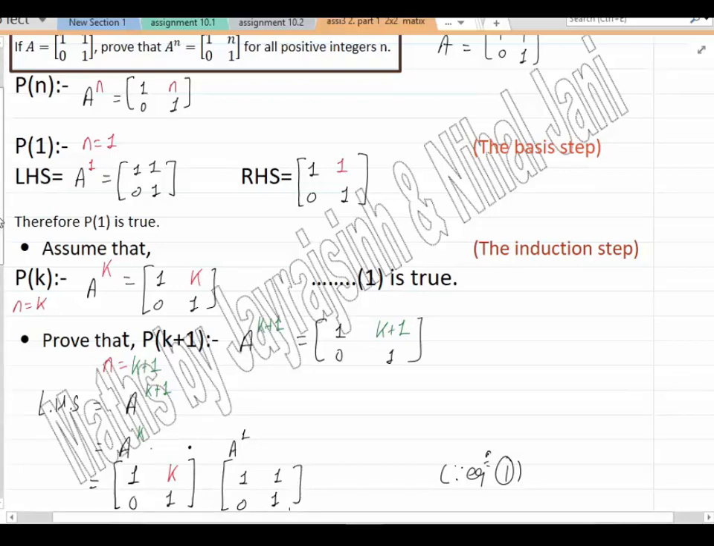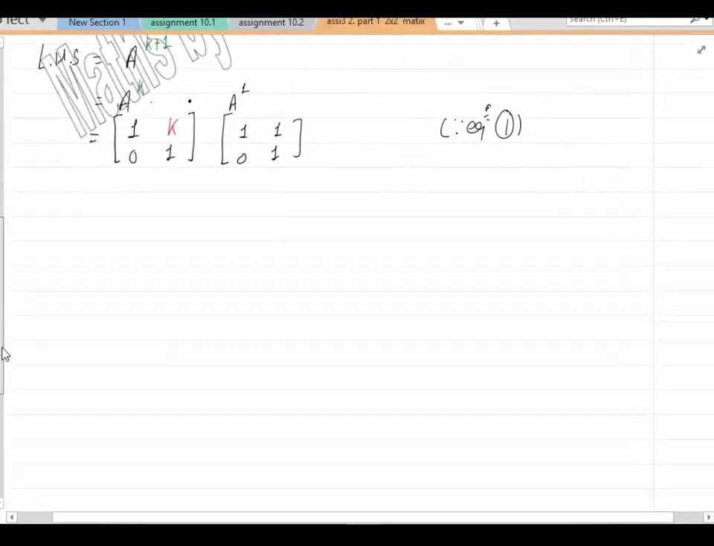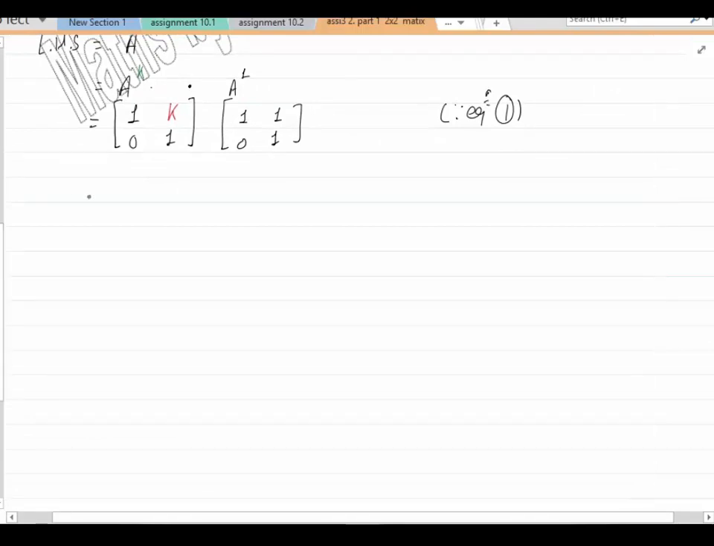Now we just have to simplify. Let's do the matrix multiplication to get our answer. Here we have a 2 cross 2 and a 2 cross 2 matrix, so our resultant matrix will also have the order of 2 cross 2, 2 rows and 2 columns.